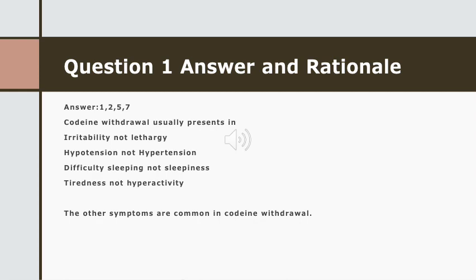Codeine withdrawal usually presents in irritability, not lethargy. Hypotension, not hypertension. Difficulty sleeping, not sleepiness. And tiredness, but not hyperactivity. The other symptoms are common in codeine withdrawal, not addiction.